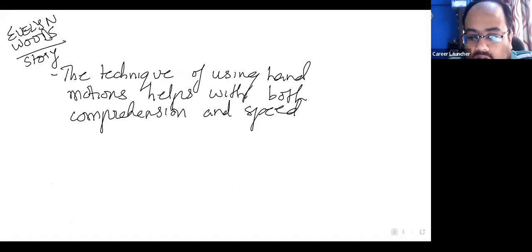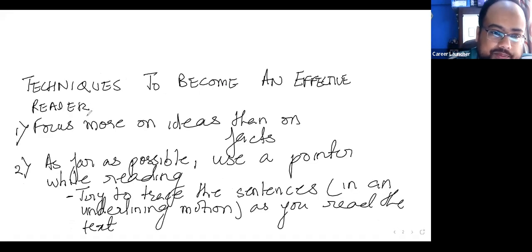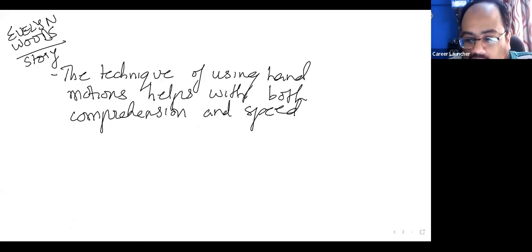Now, let's continue with our main topic. The topic was techniques to become an effective reader. Two we have already discussed: focus more on ideas than on facts, and use a pointer. Now let's talk about the third one.